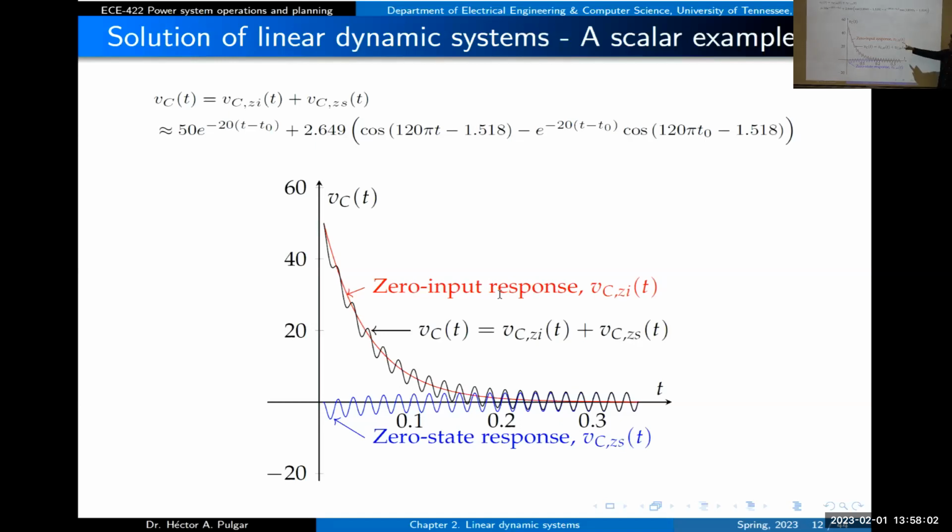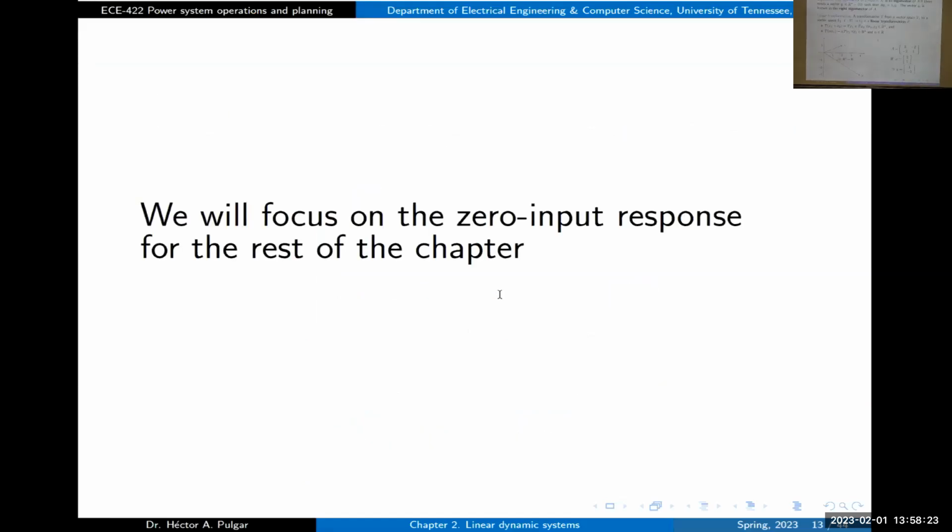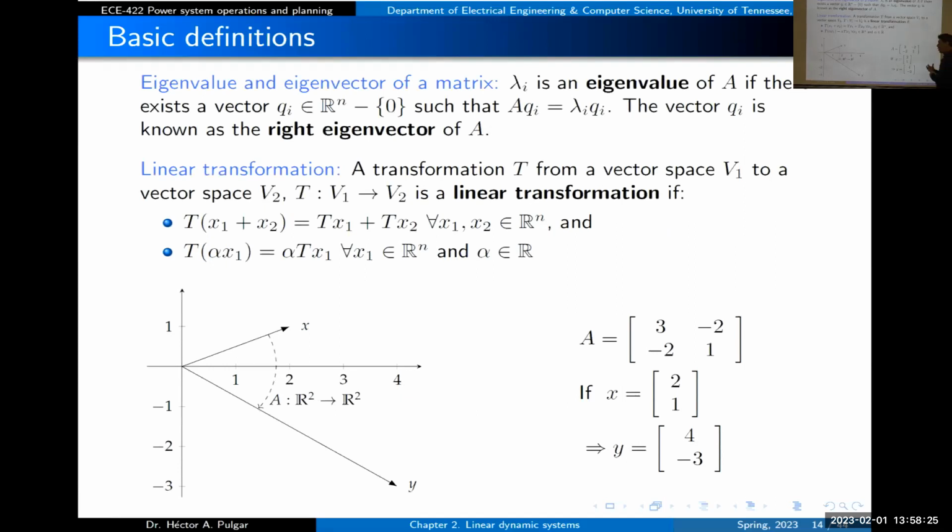For a stable system, the zero input response will always vanish. Yeah. And that's what we want. That's why you see this evolution until we merge into the steady state behavior that is given by the zero state response, given by the input of the system. Yes. So that's what we talk about, and then we start talking about how we understand this.